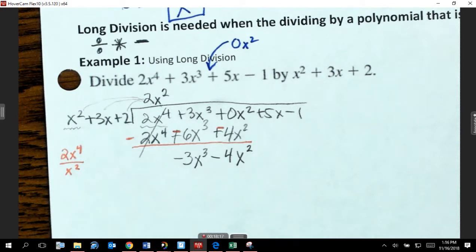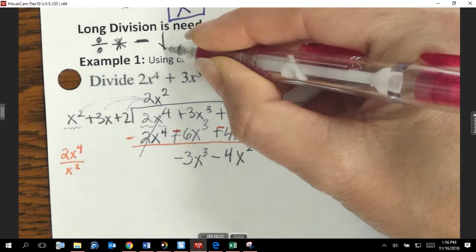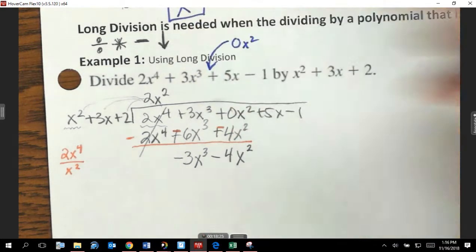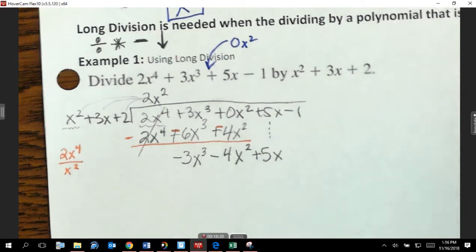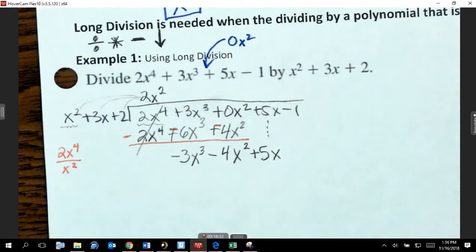So we did divide, multiply, and subtract. What comes next? Bring it on down. So what am I bringing on down? Plus 5x. Then we repeat the process, same exact thing, new polynomial to use. So we're going to start with divide.